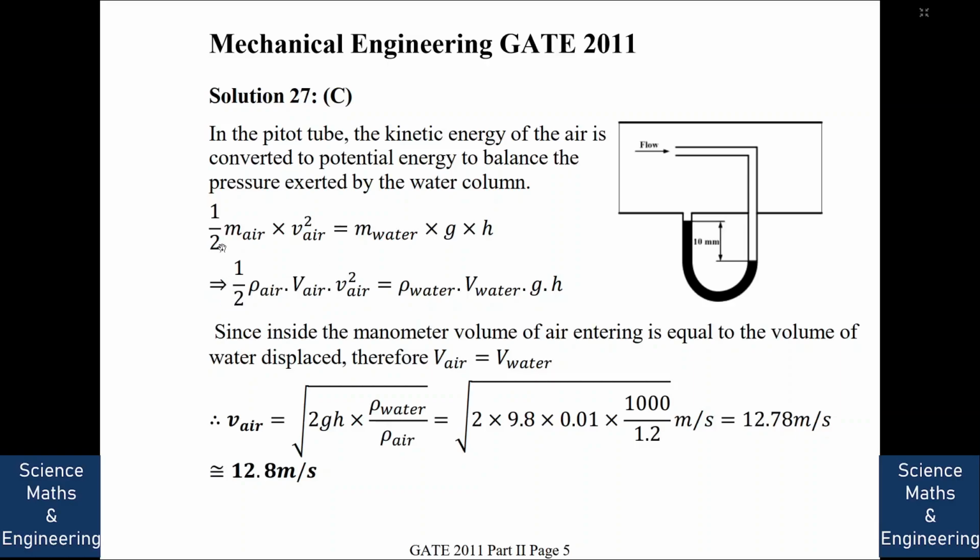So from here we see half of m air into v air squared. So half of rho air into volume of the air into velocity square is equal to rho of water into volume of water into g h. Now inside the manometer, the volume of air that is coming inside and the volume of water that is being displaced would be equal. So V air, capital V air, is equal to capital V water. So volumes are constant. So from here we get the velocity of air is equal to the square root of 2gh into rho of water divided by rho of air, which is equal to 12.78 meter per second, which is approximately equal to 12.8 meter per second. So we'll go to the next question.